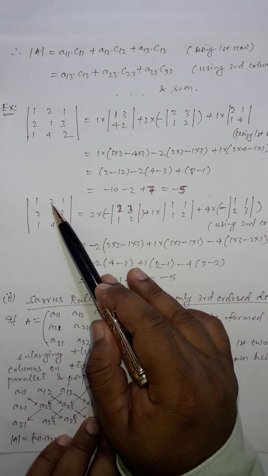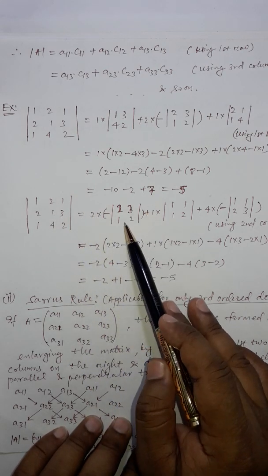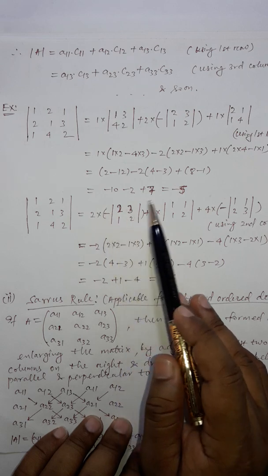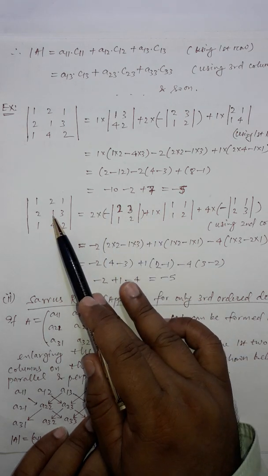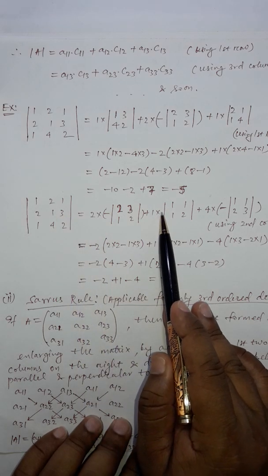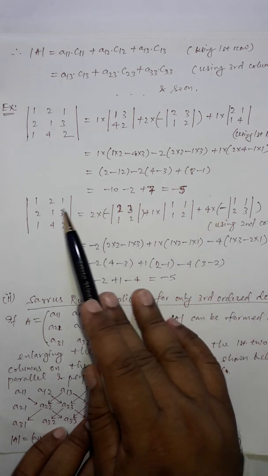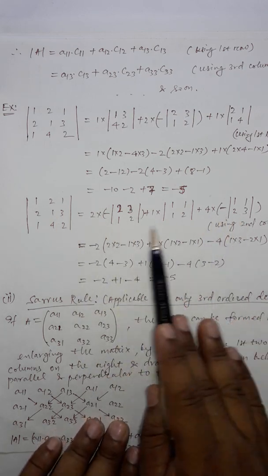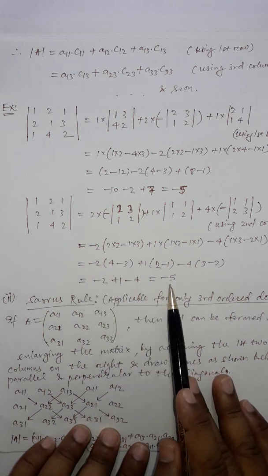You multiply the element 2 with its cofactor, which carries a negative sign outside, and add it to the second element 1 multiplied with its cofactor, which is positive by sign, and the third element 4 with its cofactor, which also carries a negative. Now, you expand and calculate them, and you get the same result, that is -5.